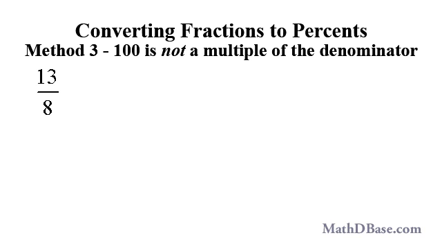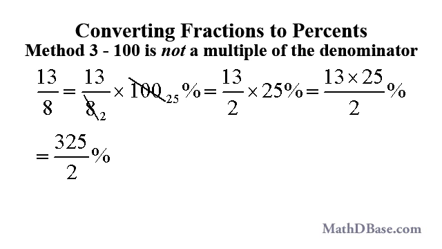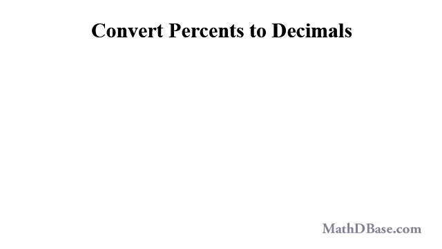To write 13 over 8 as a percent, multiply by 100%. Dividing both 100 and 8 by 4, the highest common factor, we get 13 over 2 times 25%, which is equal to 13 times 25 over 2%, or 325 over 2%, which simplifies to 162.5%. To convert a percent to a decimal, remove the percent symbol and divide by 100.